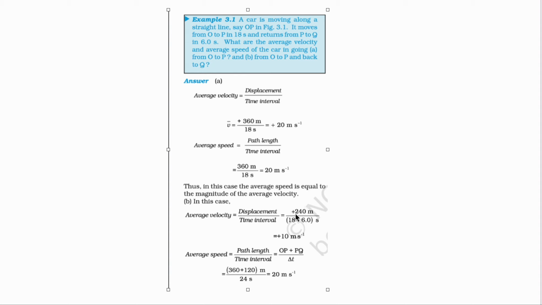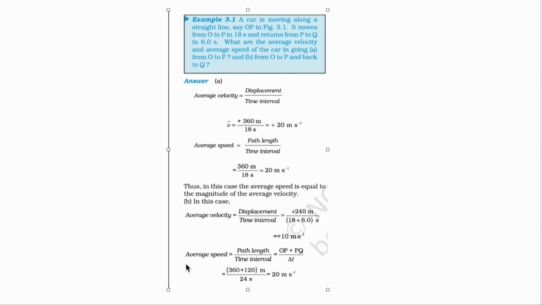Right now I don't have my NCERT, so please see this through your NCERT. And for total displacement, you have final displacement minus initial displacement. You can't do the same thing with time, because time never comes negative, only displacement does. So total time is 18 plus 6. You substitute this, you will get 10 meter per second.